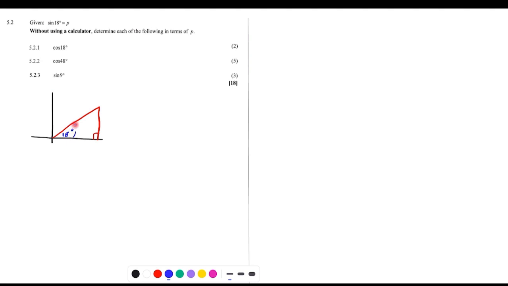And then we're saying sine 18 is equal to p, and we know that sine is opposite over hypotenuse. So if sine is opposite over hypotenuse, this means our p is not just p, but it is p over 1. Then this gives us what? Our opposite being p and our hypotenuse being 1. So that's what we're going to do here: we're going to say p, and we're going to say 1 there. Then we'll need to find x. To find x, we're going to apply Pythagoras.